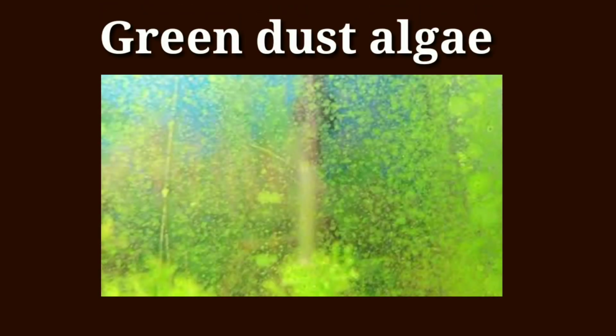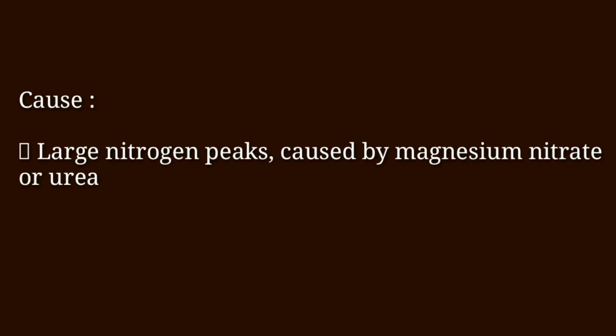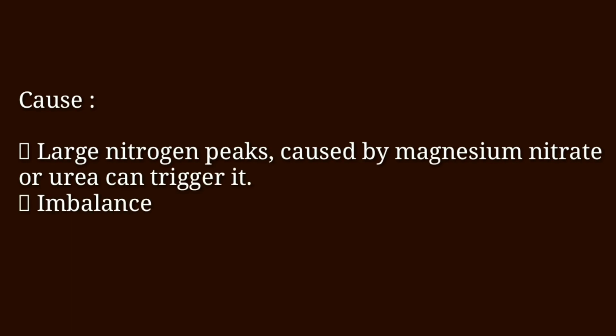Green dust algae. Causes of green dust algae: nitrogen peaks, caused by magnesium nitrate or urea, can trigger it. Imbalance of CO2 is also a big factor.